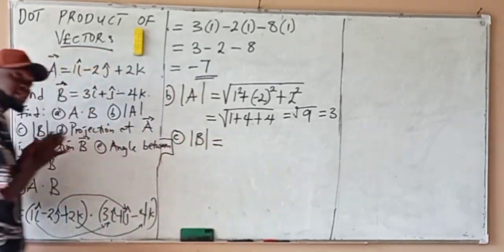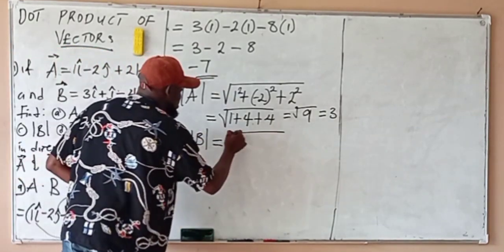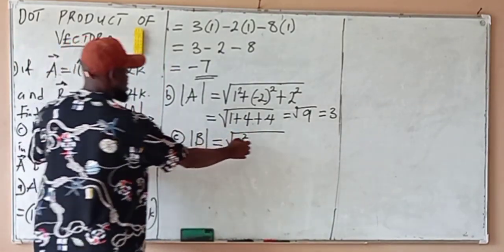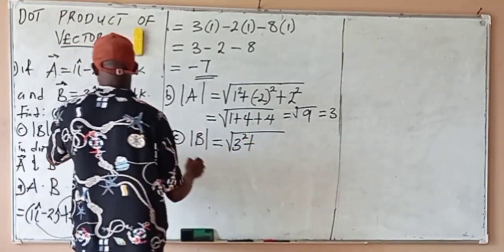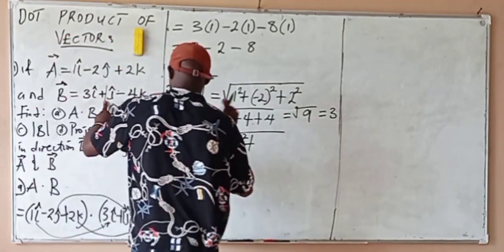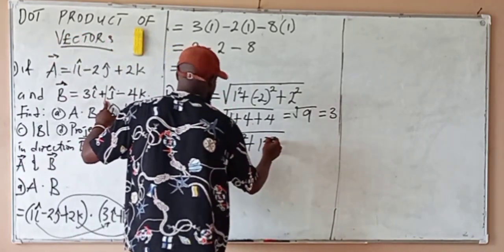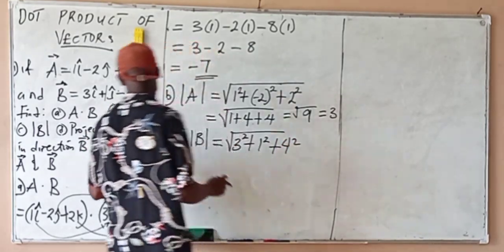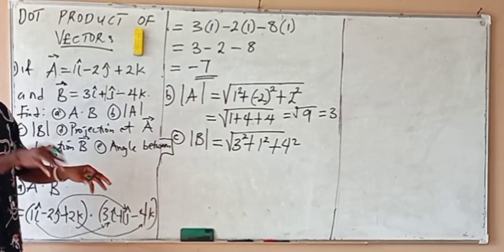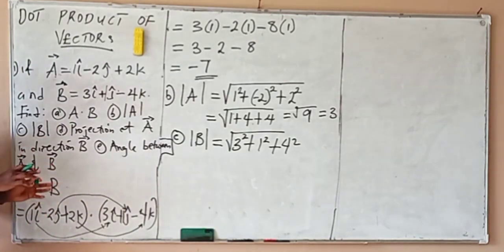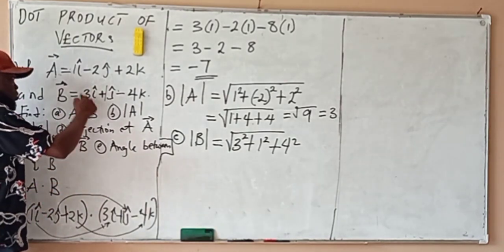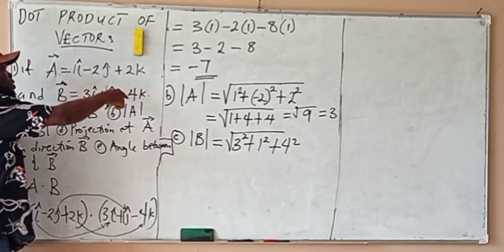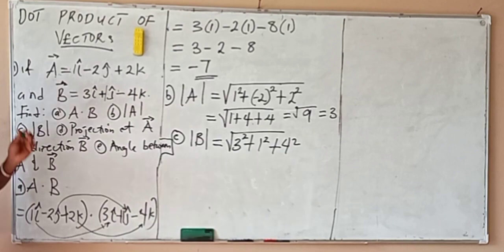So you are free to do it this way. Just say the magnitude of B will be equal to, what is the coefficient of I? 3, square it, plus the coefficient of J is 1. Anywhere that has no coefficient, it is 1. Then 1 square it, plus the coefficient of K, minus 4. Take 4 and square it. There's no need of picking the minus sign. You still get the same answer. So just take the coefficient of this one squared, plus the coefficient of this one squared, plus, even though it's minus, the coefficient of this one squared. When I look for the magnitude, you still get the answer.